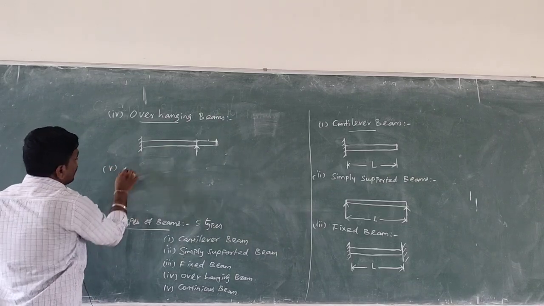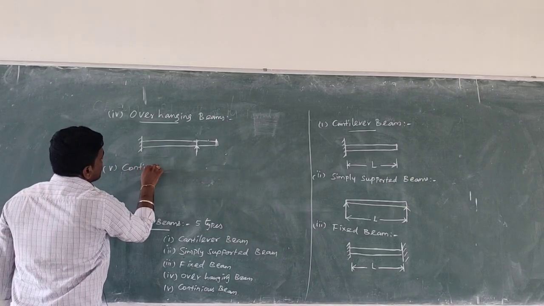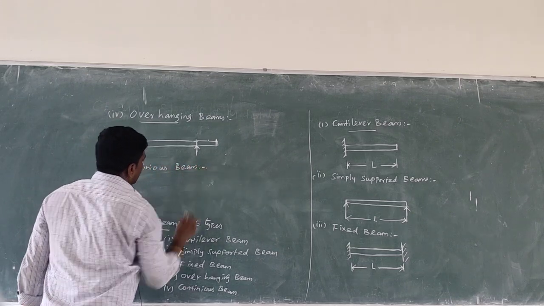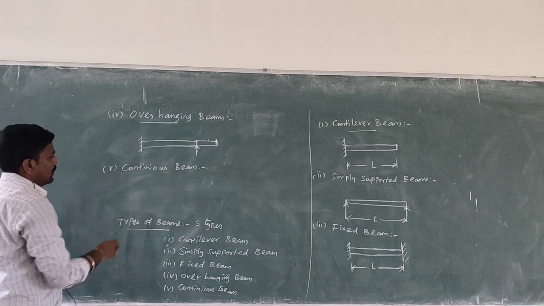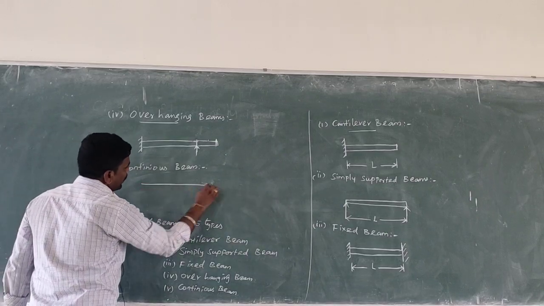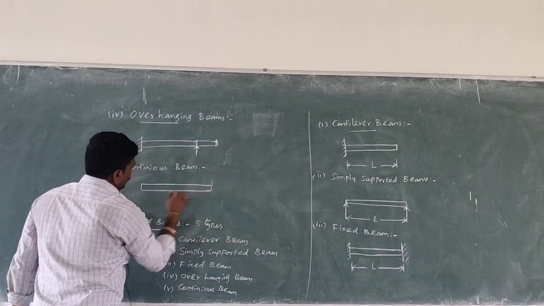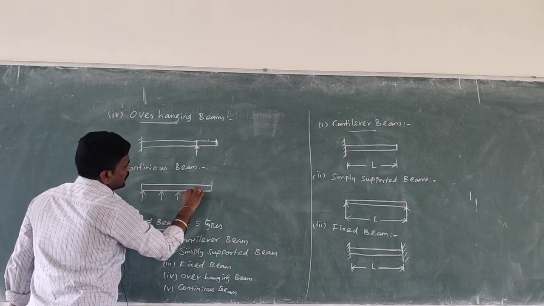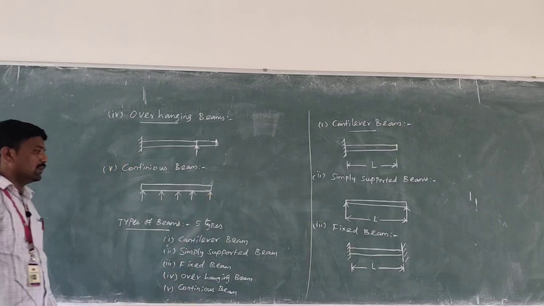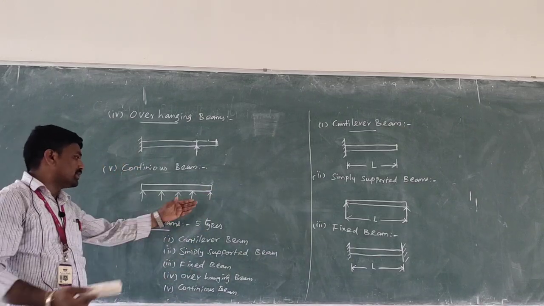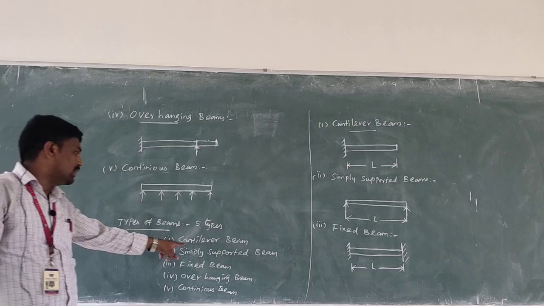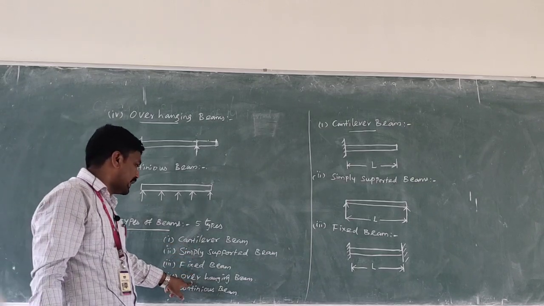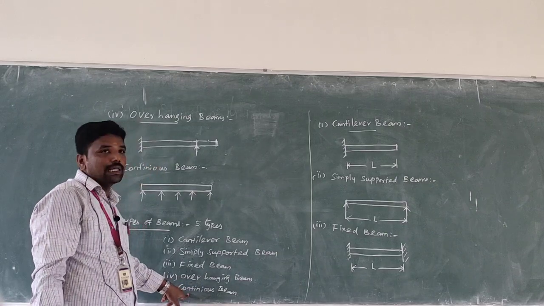And fifth one, continuous beam. A continuous beam is nothing but a beam having more than 2 supports. These are the main 5 types of beams. First one, cantilever beam. Second, simply supported beam. Third, fixed beam. Fourth, overhanging beam. And fifth, continuous beam.